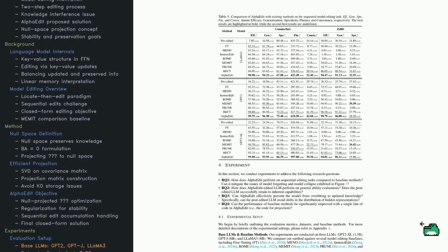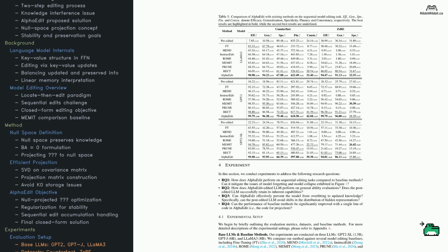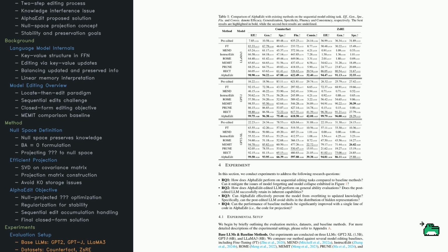Time for results. Does AlphaEdit actually work? Spoiler, yes. Check out the giant table here. It compares editing performance across Llama 3, GPT-J, and GPT-2XL, tested on datasets like Counterfact and ZSRE.